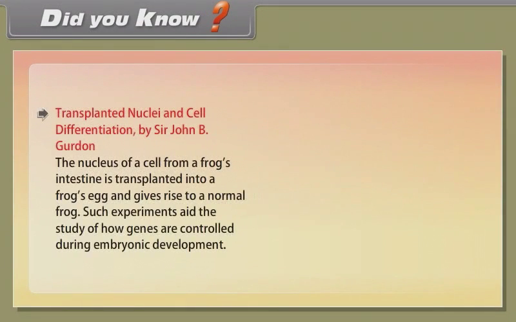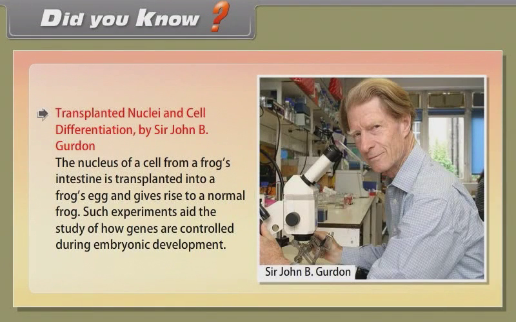Did you know? Transplanted Nuclei and Cell Differentiation by Sir John B. Gurdon. The nucleus of a cell from a frog's intestine is transplanted into a frog's egg and gives rise to a normal frog. Such experiments aid the study of how genes are controlled during embryonic development.